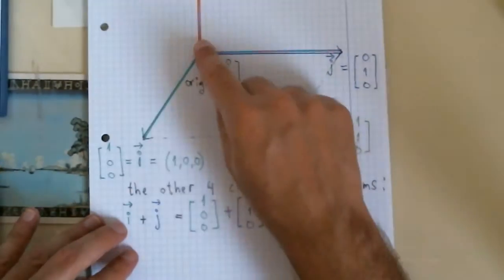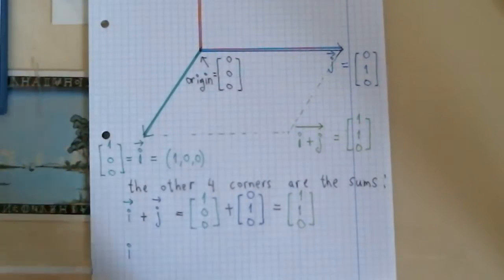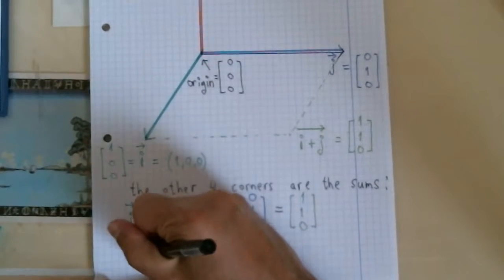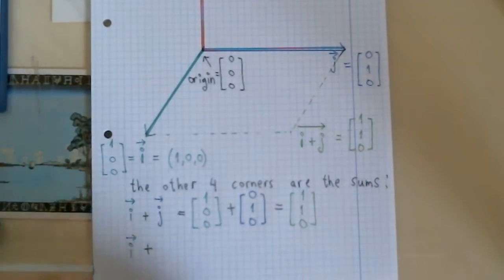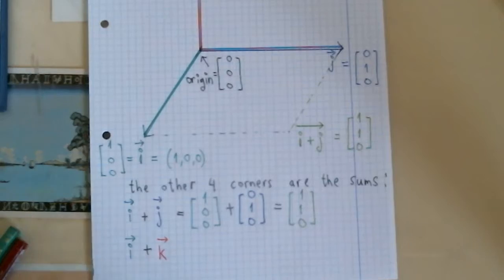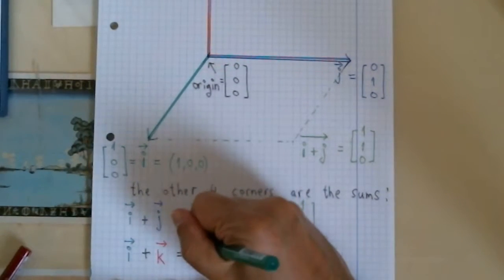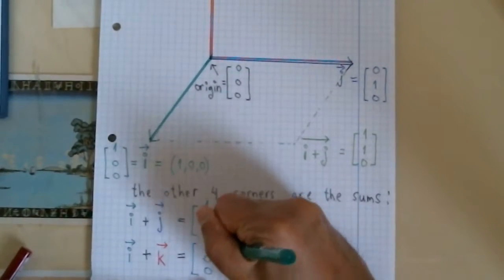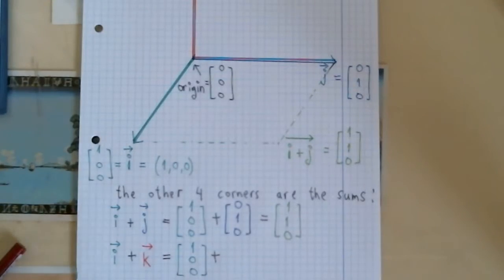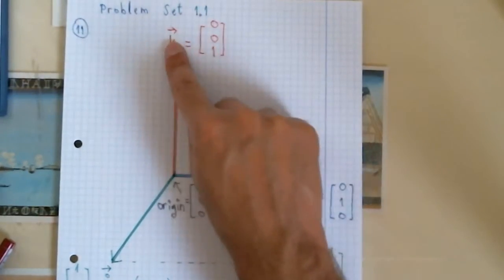For example, I plus k. I is a vector again, plus k, which is a vector as well, equals I, which is 1, 0, 0, plus k, which is 0, 0, 1. Okay, 0, 0, 1 is k.